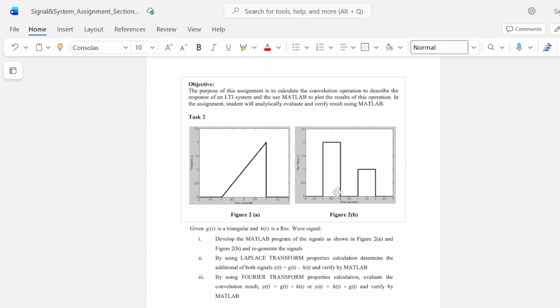Okay, so here is my turn. I'm Chang Hao, and I'm going to explain Task 2 here. Task 2 has 3 sub-questions. First, we generate these 2 signals in MATLAB, and then we perform the addition between the 2 signals and verify it using MATLAB. And lastly, we take the Fourier transform, do the convolution, and also verify using MATLAB.